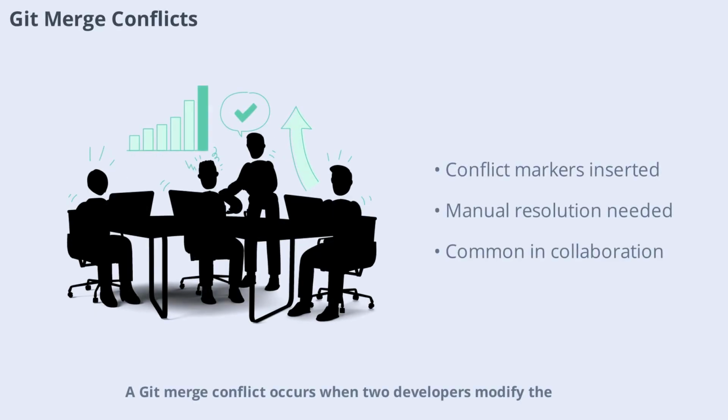A Git merge conflict occurs when two developers modify the same lines of code in a file across different branches. Git cannot automatically determine which version to keep, so it pauses the merge and inserts conflict markers directly into the file. Resolving conflicts involves deciding which changes to keep, removing markers, and committing the resolution. This process is common in collaborative AI development.